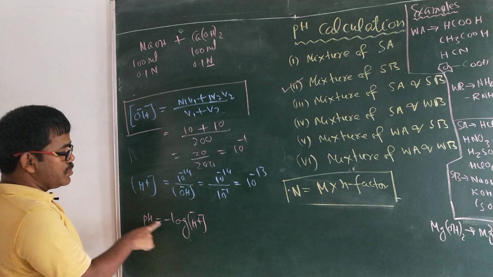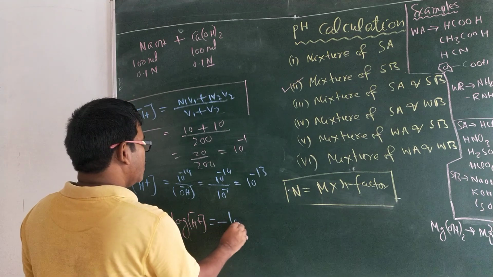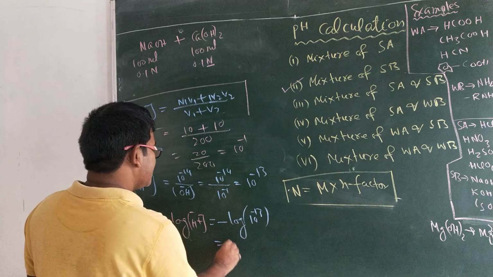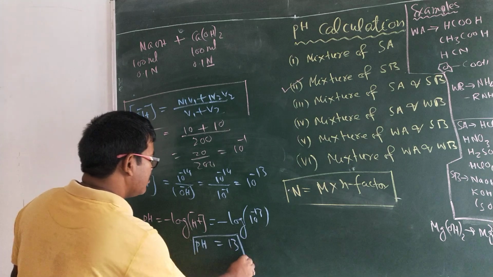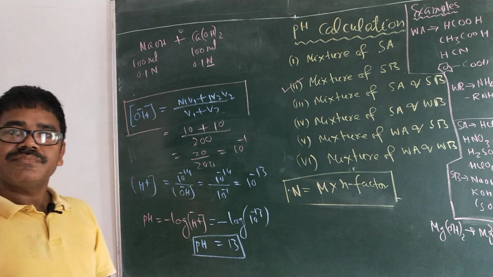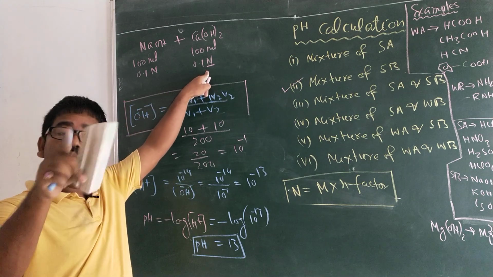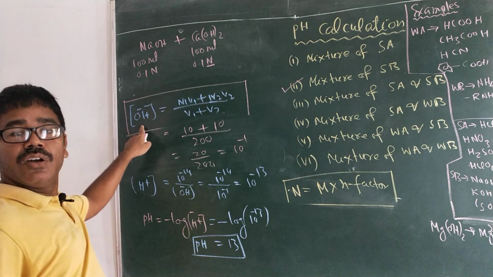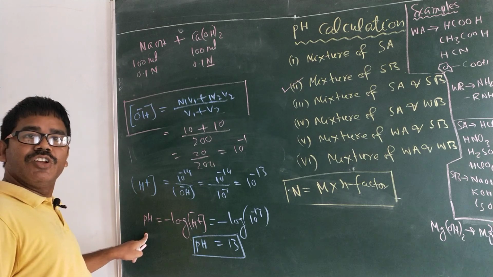Therefore, pH equals minus log of H plus concentration. Put the values: minus log of 10 to the power minus 13. Therefore, this will become 13. pH will be 13. Clear? Similarly, if it is given in terms of molarity, first we need to convert to normality. Then we need to calculate the OH minus concentration, followed by the H plus concentration, followed by the pH calculation.